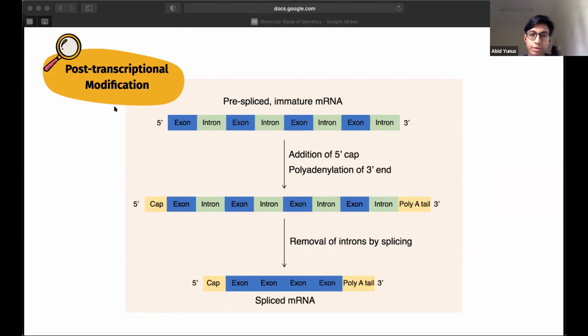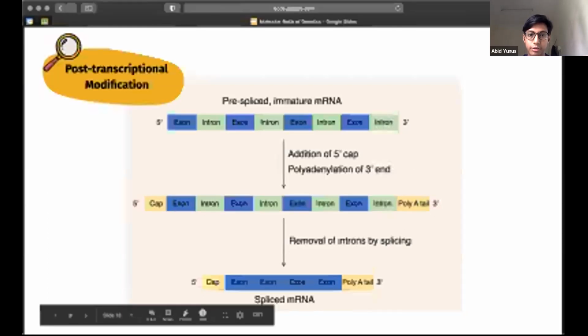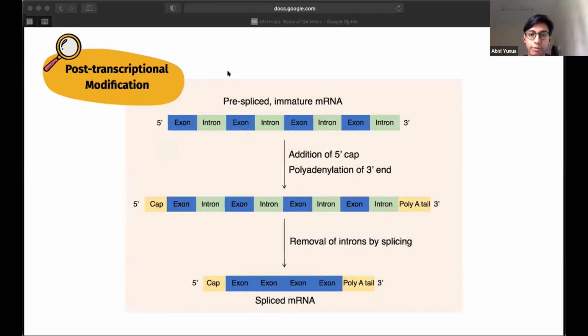and the introns are removed from this immature mRNA because the introns are the intervening sequences. They do not have the genetic sequence that encodes for a protein, so they are not involved in the translation. So in the end, you have a spliced mRNA with a cap and with a tail. So this is the mature mRNA that is ready to be translated.